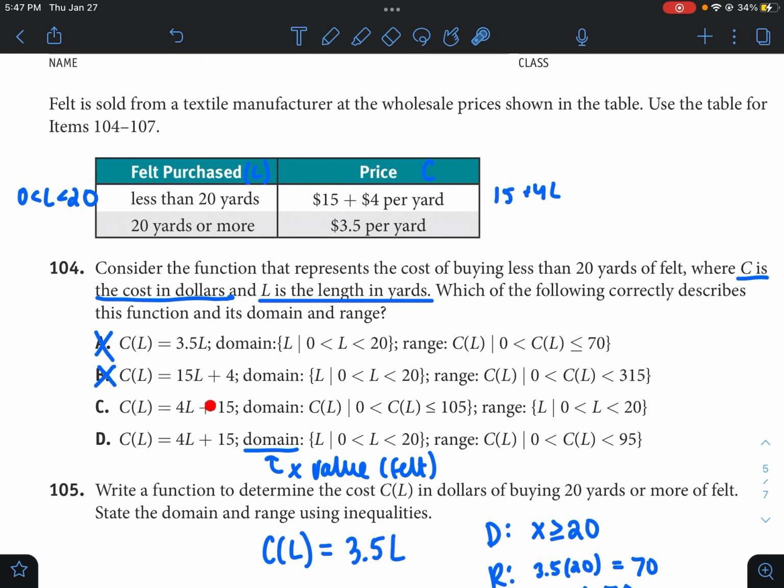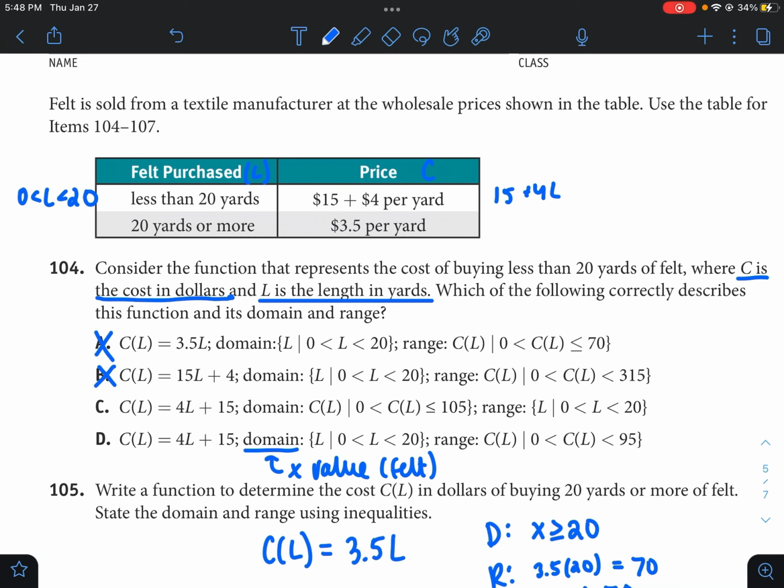Then we have to look at the domain and range. So this is saying the set of L when L is between 0 and 20. And again, our domain is our x value. That is what we're inputting. I'm going to buy or input 20 yards of felt. My output is the price or the cost. So here we're looking up at the felt purchase. So I'm purchasing less than 20 yards. So that's going to mean that that is my domain, and my final answer is the function at D.